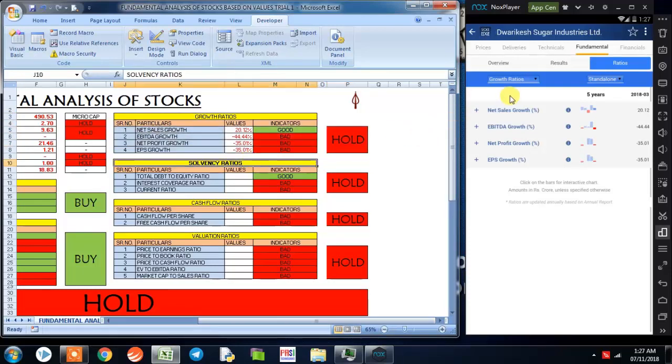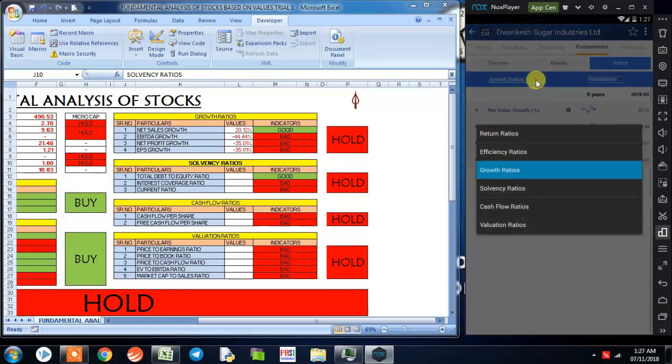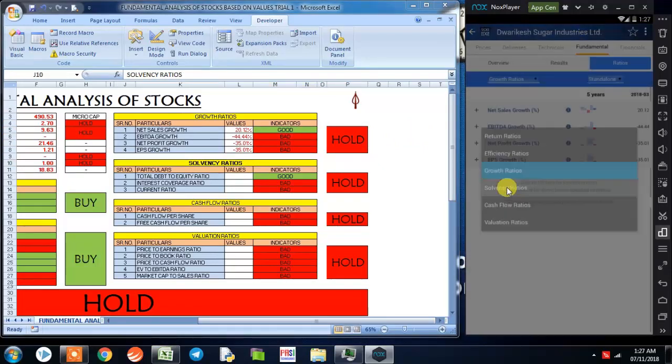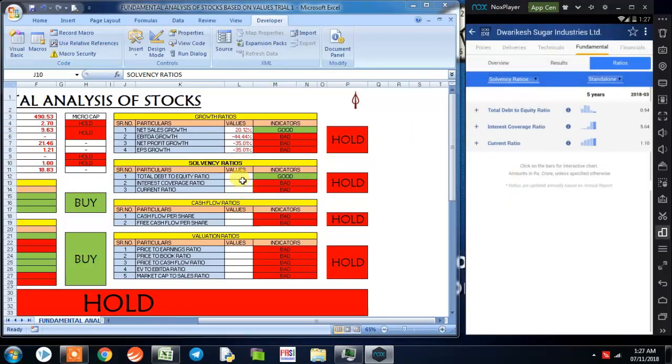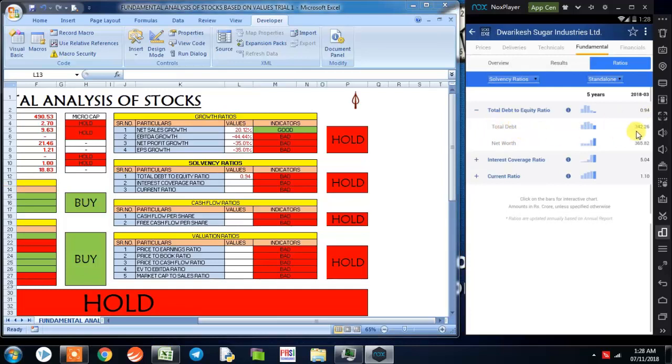Now coming on to solvency ratio, the most important ratio in shortlisting any stock. The first is total debt to equity ratio, which is 0.94. When we click on 0.94, we can see that the total debt of the company is 342.26 crores against a net worth of 365.82 crores. The interest coverage ratio is 5.04.